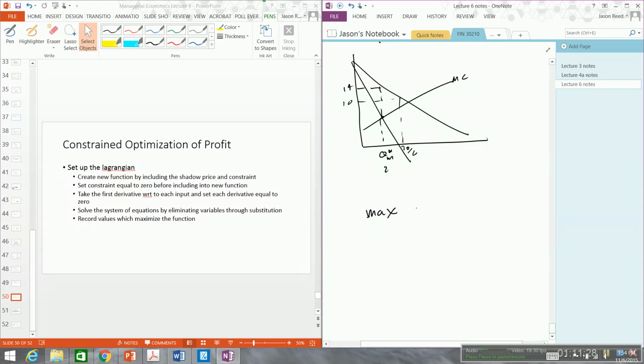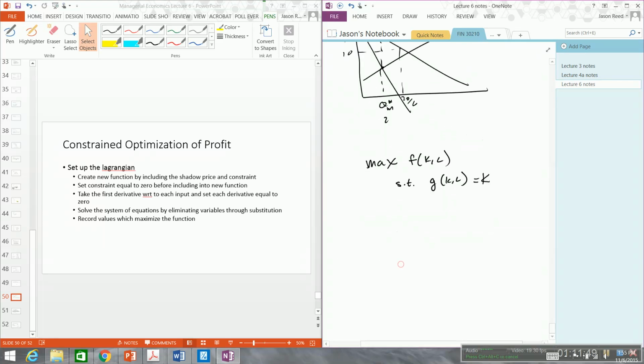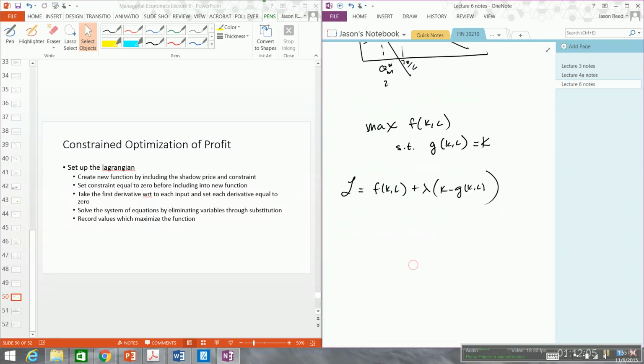So here we're trying to maximize a function. So we're maximizing f of k and l, subject to g of k and l is equal to some k value. So now what we're doing is essentially creating this Lagrangian, which is f of k and l, and what we're going to do is set this equal to 0, so plus lambda times k minus g of k and l. And so now this is our Lagrangian setup.